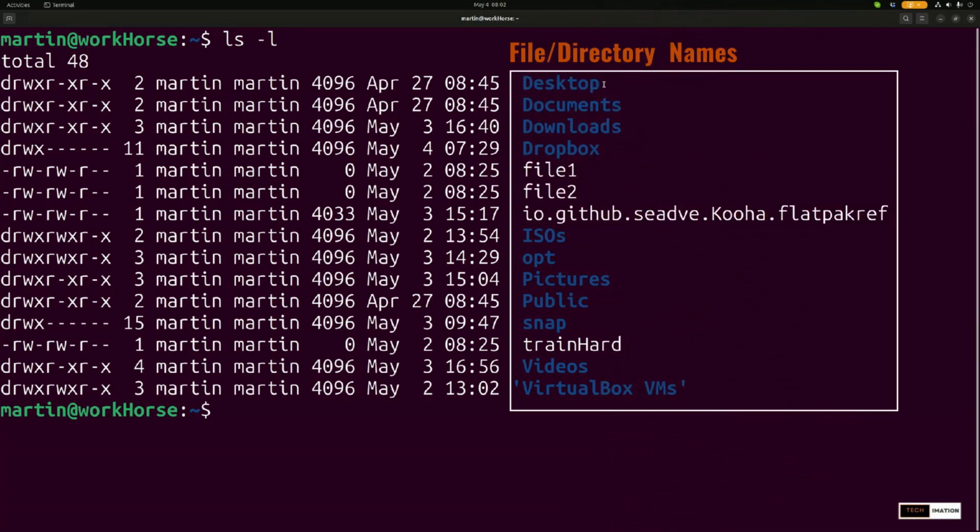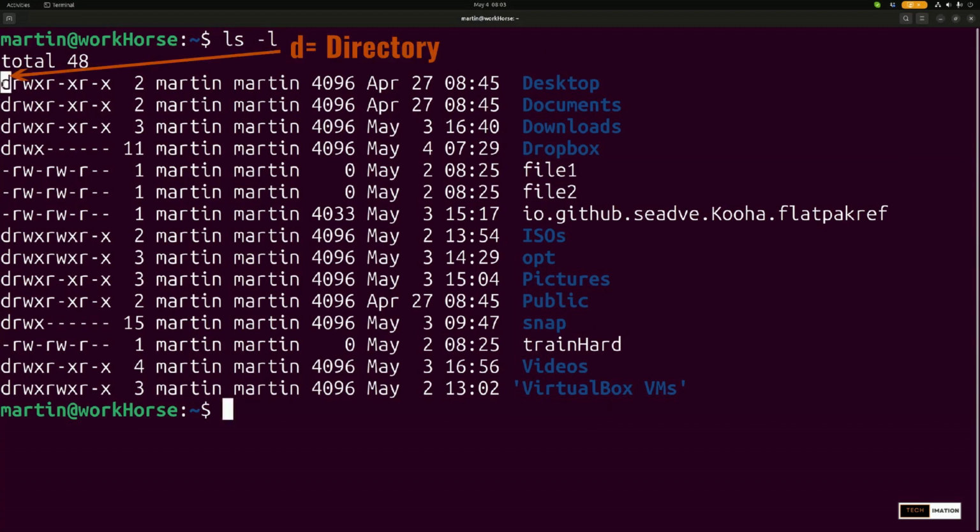Ignore the coloring here on different flavors or different derivatives of Ubuntu. They may look different on Mint or Elementary OS. You are in danger of having different colors there. But if you want to know what is a directory, you look here. D means directory. Dash means file. So wherever you see a D, it's a directory. Wherever you see a dash, it's a file, a regular file.